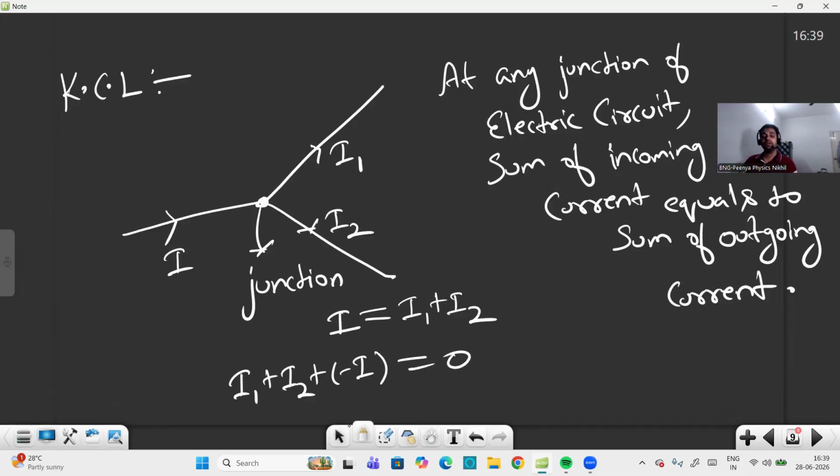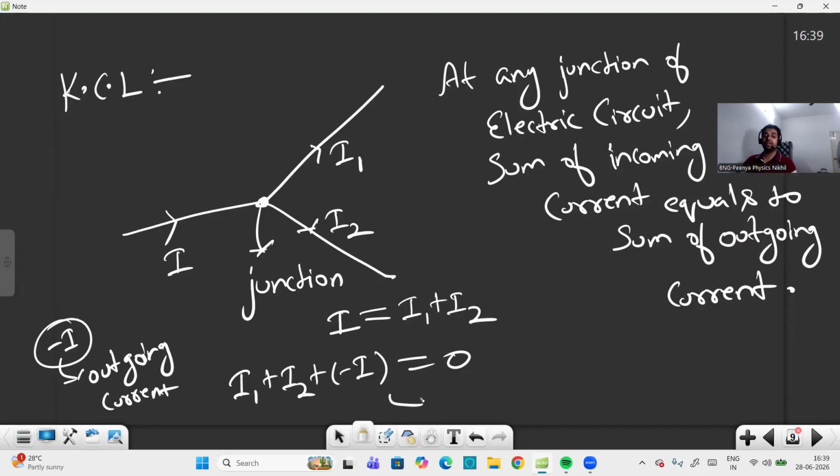Correct? Now here I1 and I2 are outgoing current. I is incoming. So if I is incoming, can I say minus I is outgoing? If I is incoming, plus I is incoming. So minus I, can I say outgoing current? Just assume it. Okay now. So we can say that sum of the outgoing currents at any junction equals to 0, because it is plus of minus I only.